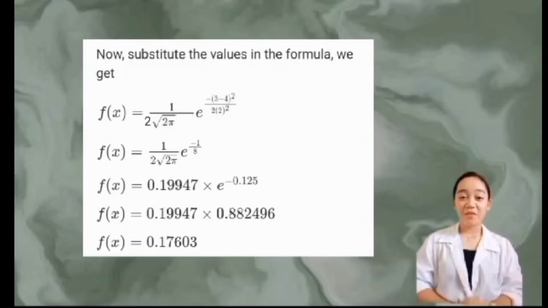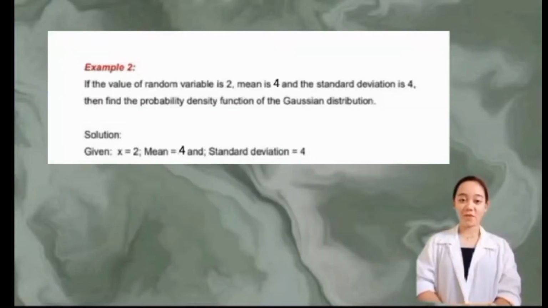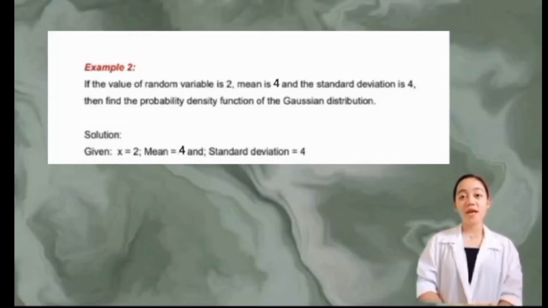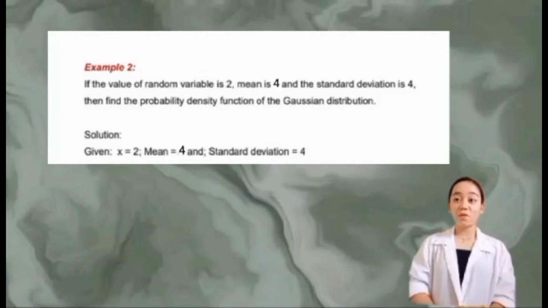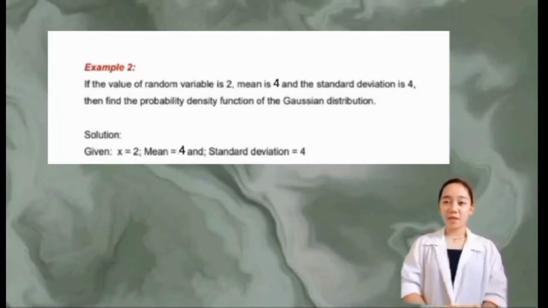So now, after successfully solving example number 1, I will also give you a second example to further understand the formula of normal distribution. So we have here example number 2. If the value of the random variable is 2, the mean is 4, and the standard deviation is 4, then find the probability density function of the Gaussian distribution, or what we've known as normal distribution.